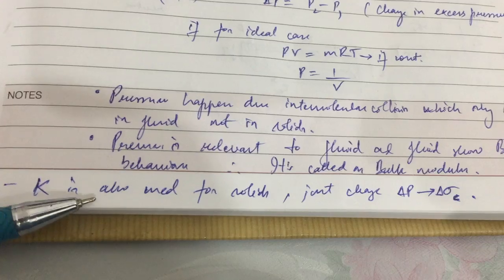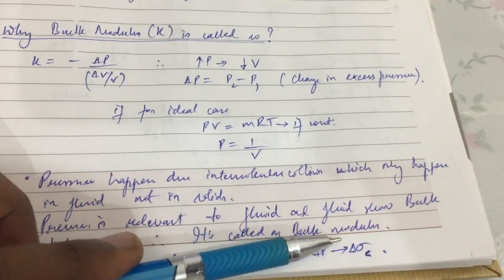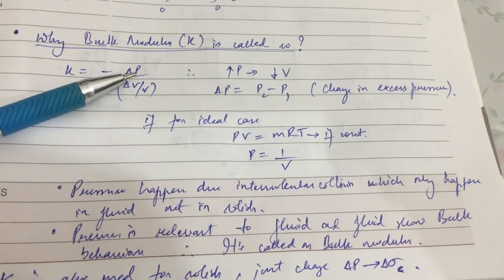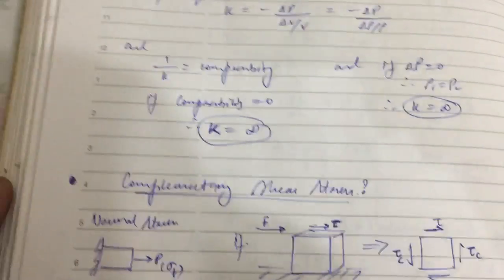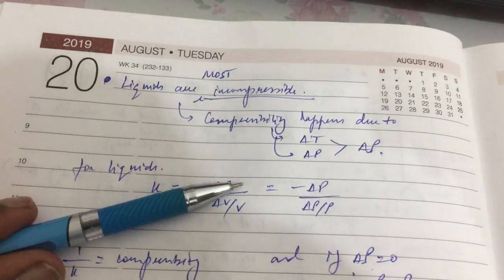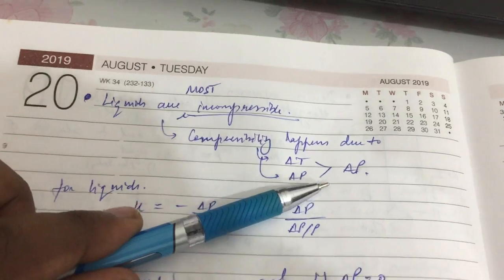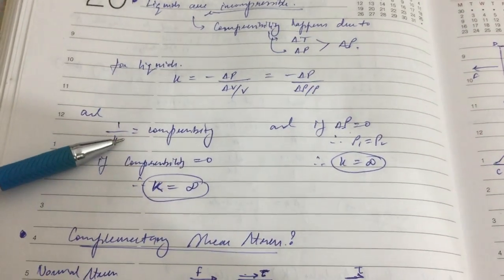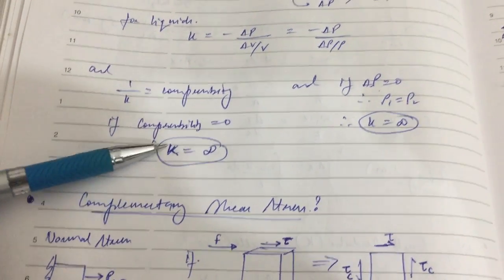And this bulk modulus K is also used for solids. In that case, the change in pressure is changed to the change in compression, because pressure is relevant to the fluid, and the change in compression is relevant to the solid. So that means this bulk modulus is also used for solid cases. And it is commonly said that liquids are mostly incompressible, but this depends upon the situation. Compressibility changes due to the change in temperature or pressure, which changes the density of the material. When the density of the material changes, the compressibility changes. So for liquids, the bulk modulus formula is this, and as we know, compressibility is inversely proportional to the bulk modulus. If the compressibility is 0, the bulk modulus is infinity.